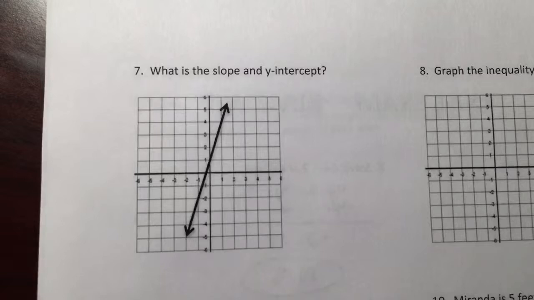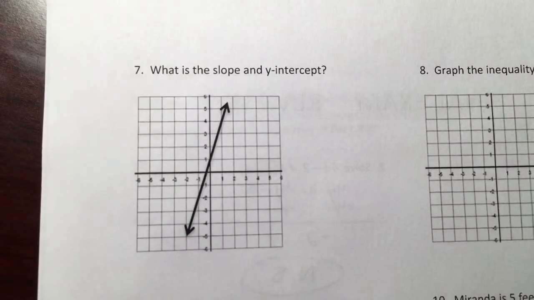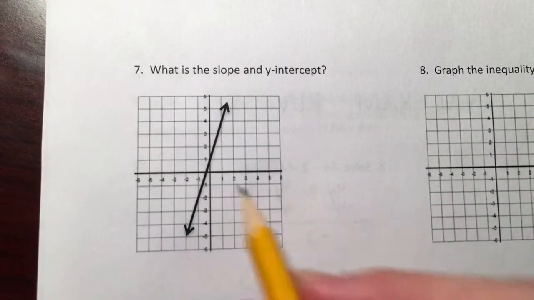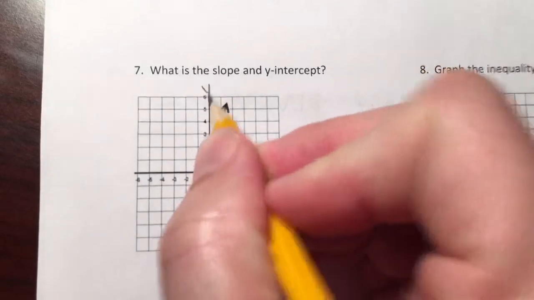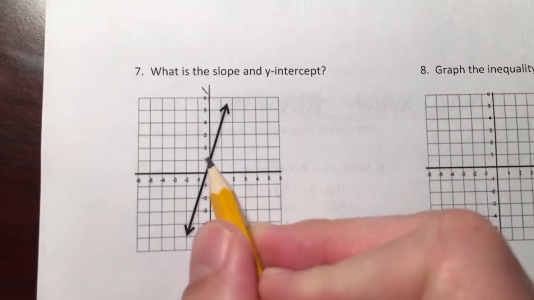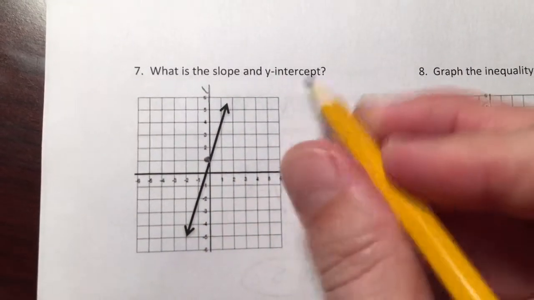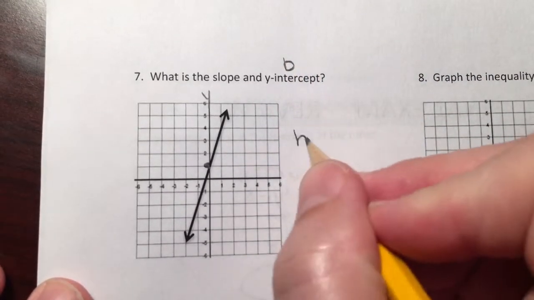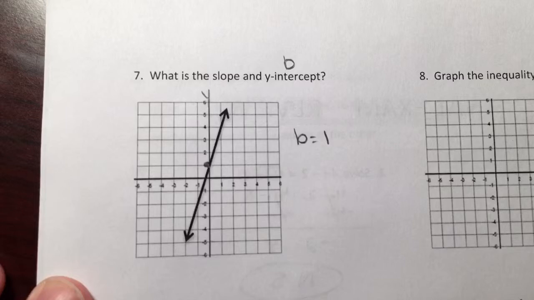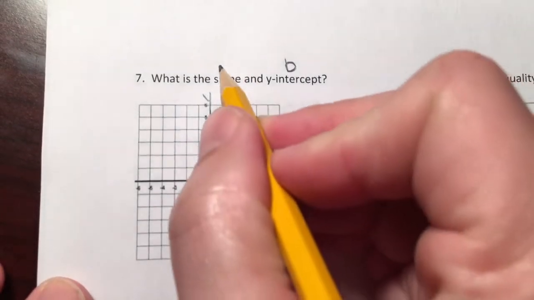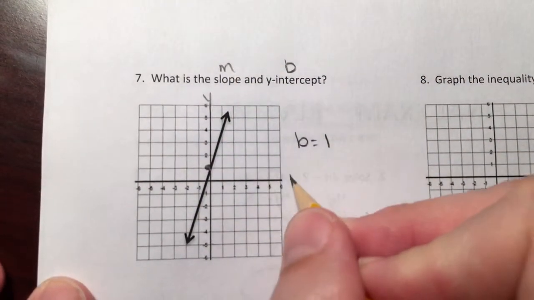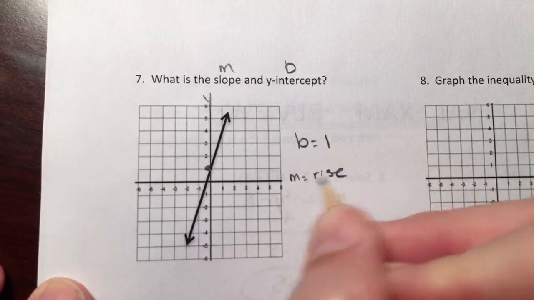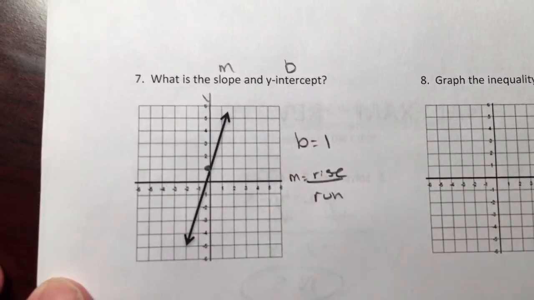Problem 7. What's the slope and the y-intercept? Y-intercept is easy. Where does it cross the y-axis? It crosses right here at 1. Now remember, the y-intercept, that's your b value. So b equals +1. Slope, that's your m value. That is your rise over your run.